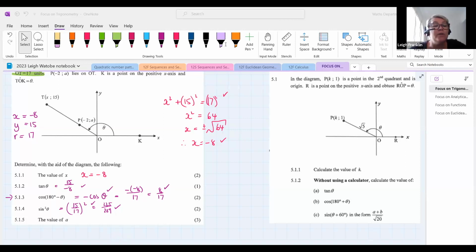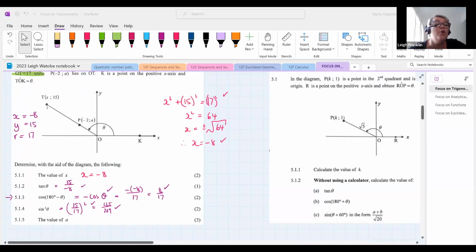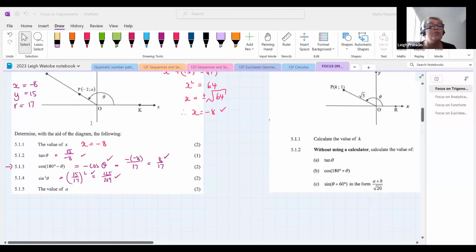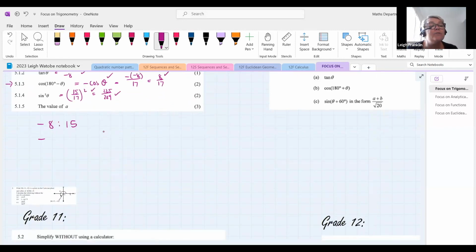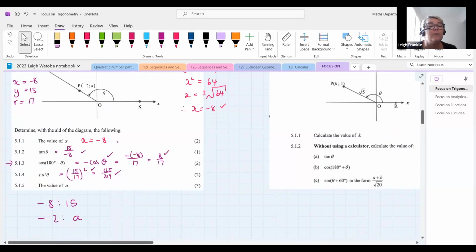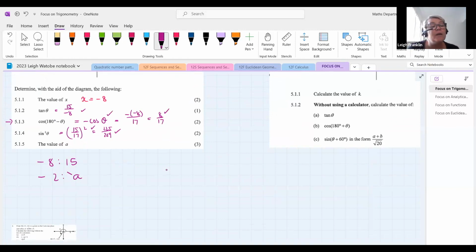All right, so this last question here, 515, the value of A. Because point P and point T lie on the same straight line, we can actually use ratio. So x is to 15 is the same as minus 2 is to a. You know that x was equal to negative 8. So negative 8 is to 15 is the same as minus 2 is to a. And then you can just cross multiply. They're in the same proportion.